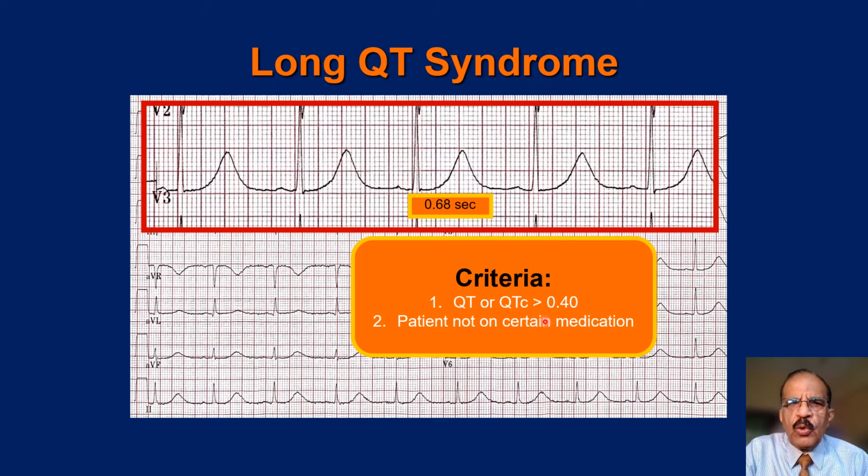Criteria: QTc or QT is more than 0.40. Patient not on certain medication. Now this is important, very, very important. There are many drugs: some anti-cancer drugs, some anti-malaria drugs, some anti-arrhythmic drugs, some antihistamines. There is a long list, and it is not possible to memorize that long list. So there are many drugs which can cause transient or permanent QT prolongation. So if you observe this abnormality in any person, you must go through all the medication the patient is taking and then go through the literature and find out on the internet if that drug can be responsible for prolongation of QT. If that is not the case, then you can make a diagnosis of idiopathic or inherited long QT syndrome.